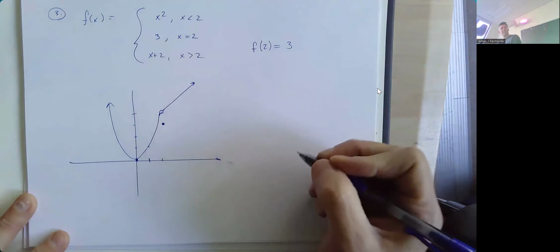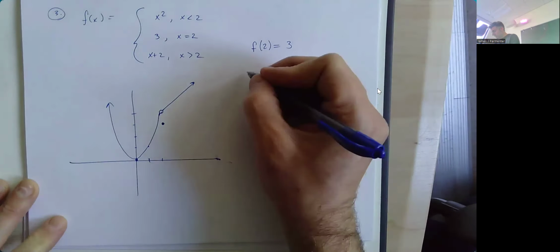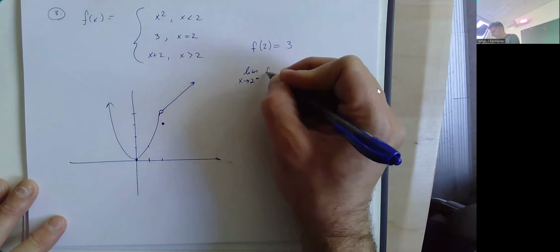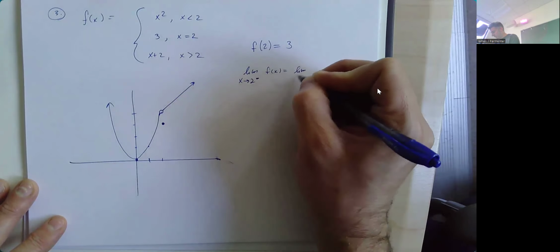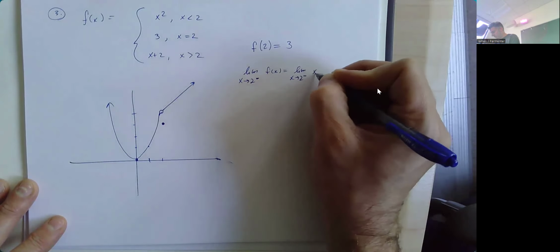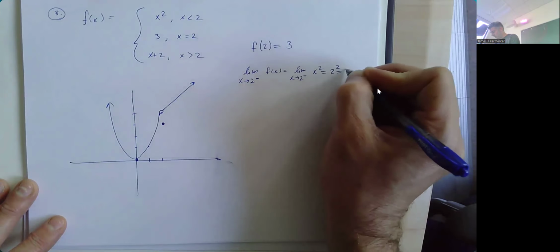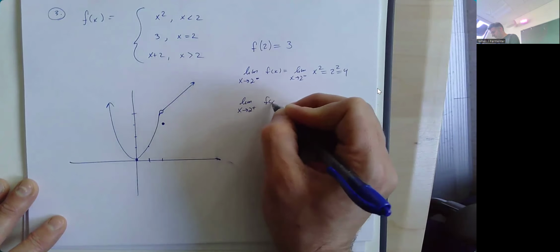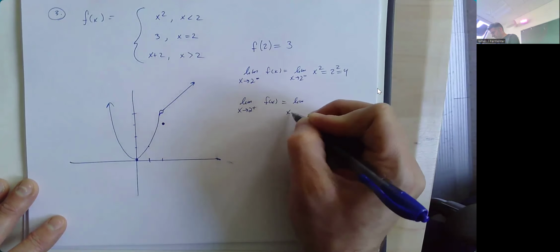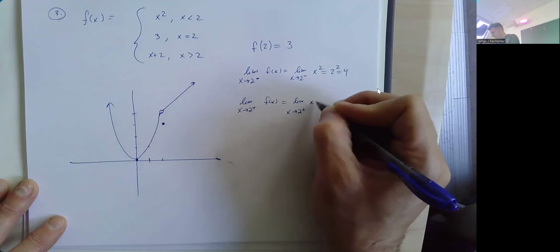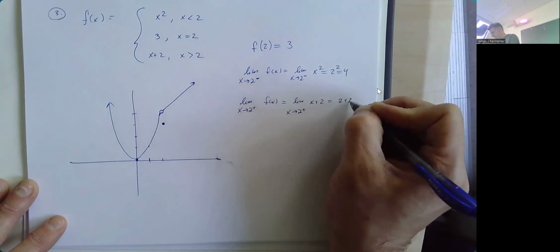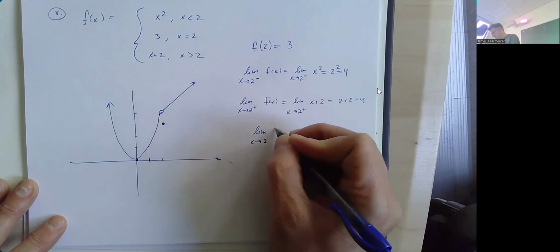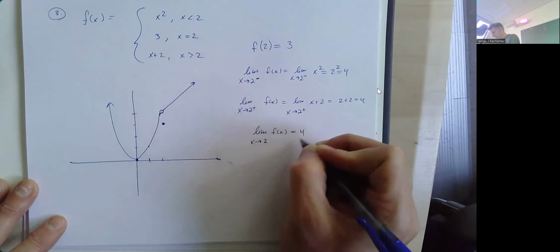And we can see that f of 2 certainly exists. It's equal to 3. The limit certainly exists. The limit as x approaches 2 from the left of f of x is equal to the limit as x approaches 2 from the left of x squared, which is 2 squared, which is 4. And the limit as x approaches 2 from the right of f of x is the limit as x approaches 2 from the right of x plus 2, which is 2 plus 2, which is also 4. So the overall limit as x approaches 2 of f of x is equal to 4.